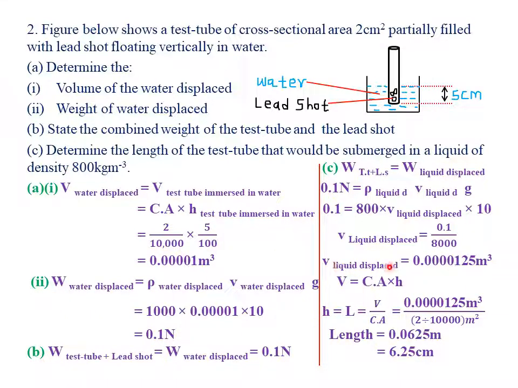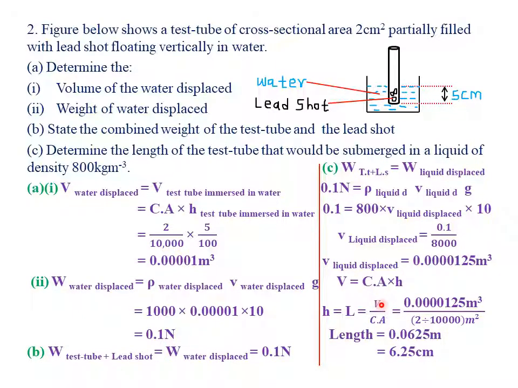Therefore, the volume of the liquid displaced, which you have already computed, must be equal to the volume of the test tube that is immersed within that particular liquid. So the volume can be given by cross-sectional area times height, because we are given the cross-sectional area of the test tube to be 2 centimeter squared. If I want to find the height, which is equal to the length of the test tube that will be submerged in that particular liquid, I'll simply say that volume is equal to cross-sectional area times height. Therefore, height, which is equal to the length of the test tube, will be equal to volume divided by the cross-sectional area of the test tube.